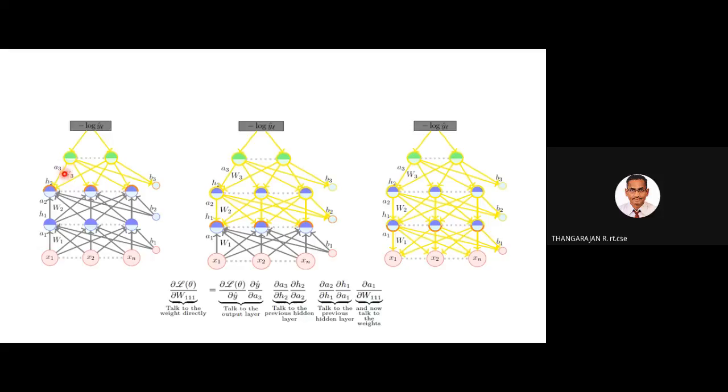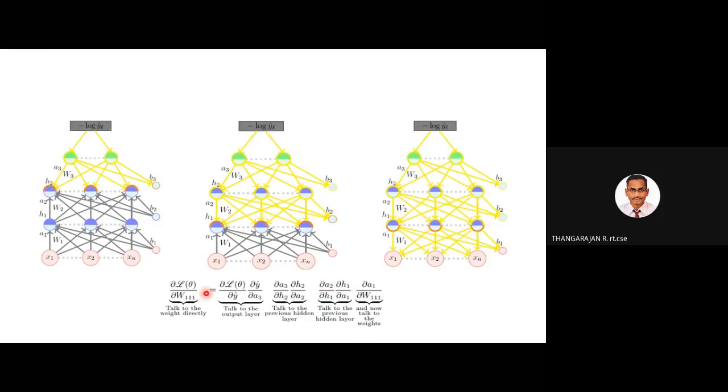Okay, output depends upon A3. And what does A3 depend upon? A3 depends upon H2, and H2 in turn depends upon A2. Are you following? A3 depends upon H2 and H2 depends upon A2. A2 depends upon H1 and H1 depends upon A1. So A2 depends upon H1 and H1 depends upon A1.